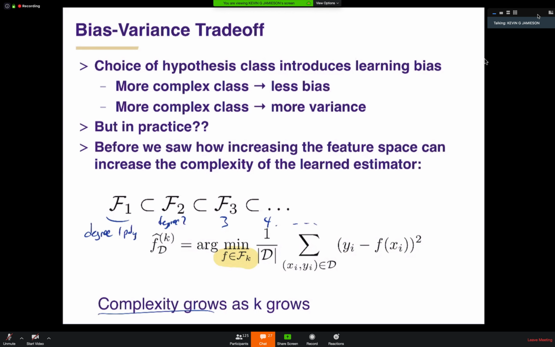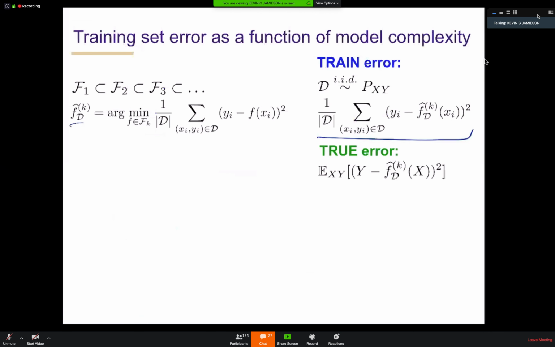We observe some training data set D, and we got the lowest training error on that training data, but constrained just within this function class of Fk, like only degree k polynomials. And we did this for all k. And of course, complexity is growing with k. So we can do this. We can look at the training error. That's a number that we can compute. We get an f hat k as a minimizer of this training error. We can look at what that number is. But of course, we only care about the true error. We don't care about the training error.